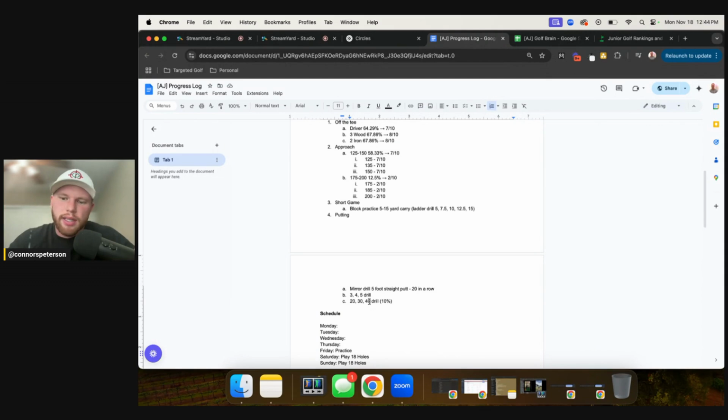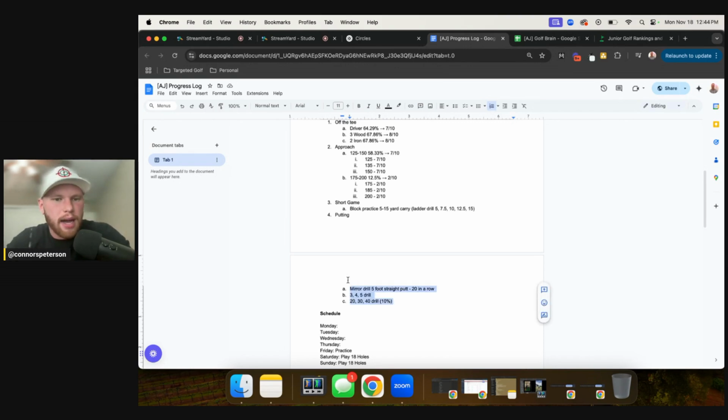From 20 feet, we're going to need to roll it inside plus or minus 1 foot. So 10%, hence the name of the drill. From 30 feet, plus or minus 1.5 feet, 40 feet, plus or minus 2 feet. You got to roll 3 in a row into that kind of window, and then you go to the other side. Once you've done it, 3 in a row, you're done for that one. All in all, this drill takes about somewhere between 15 to 20 minutes.